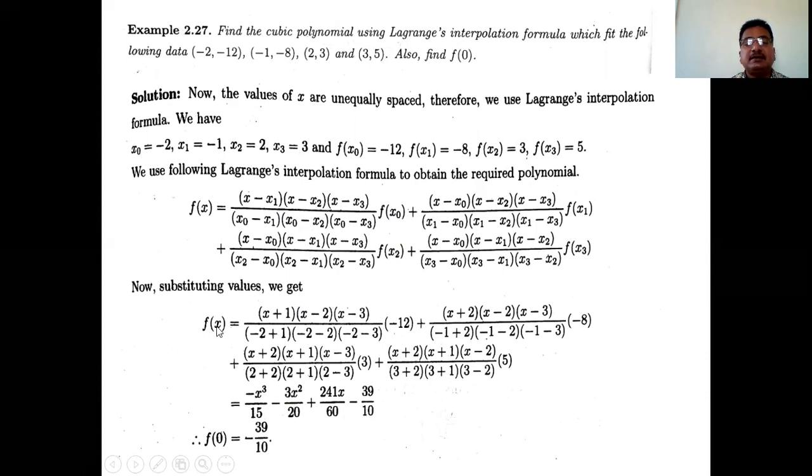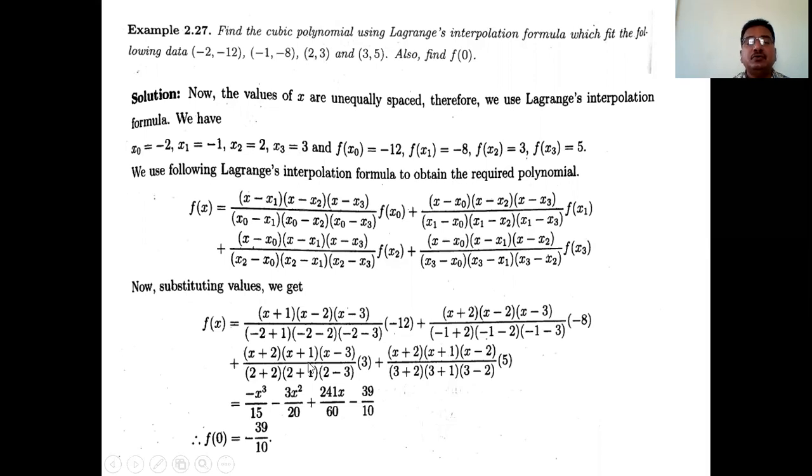If we substitute x equal to -2 in this polynomial, we get -12. If we substitute -1, we get -8. If we substitute x equal to 2, we get 3, and if we substitute x equal to 3, we get 5. Sometimes, if you substitute x equal to 2, the answer may or may not be exactly 3; it may be the nearest number to 3.